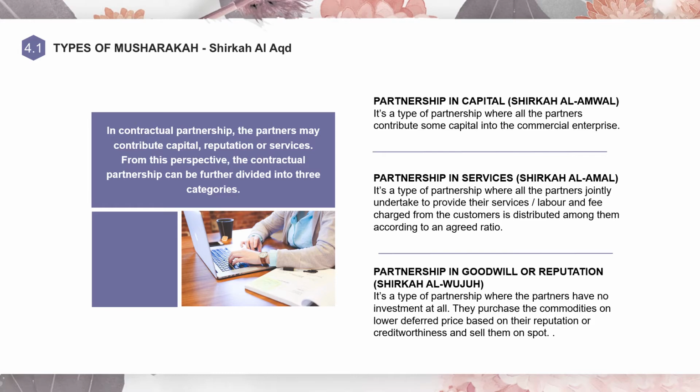Third is Syirkah Al-Wujuh. It's a type of partnership where the partners have no investment at all. They purchase the commodities on lower deferred price based on their reputation or creditworthiness and sell them on the spot. The profit is shared among the partners according to their agreement. In this type of partnership, the partners don't have to invest in the form of capital, but they need to determine the liabilities of each partner and profit sharing ratio.